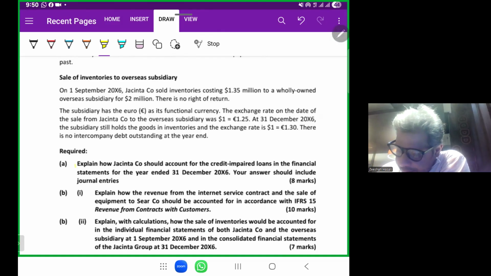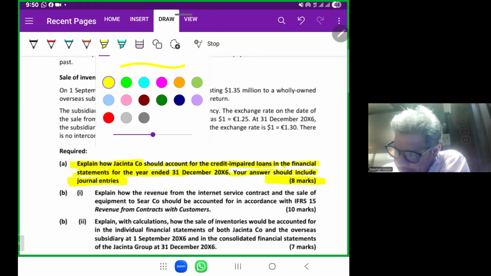Explain how Jacinta company should account for the credit impaired loans in the financial statements for the year ended 31st December 2006. Your answer should include journal entries, and it will give you 8 marks.